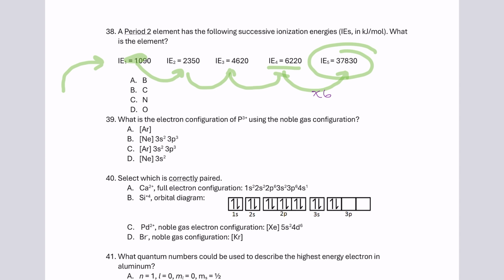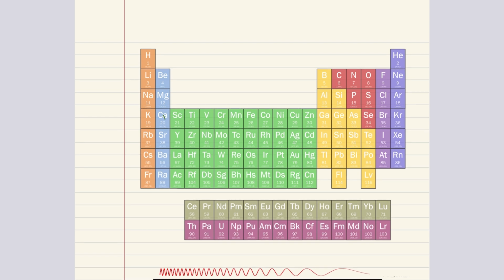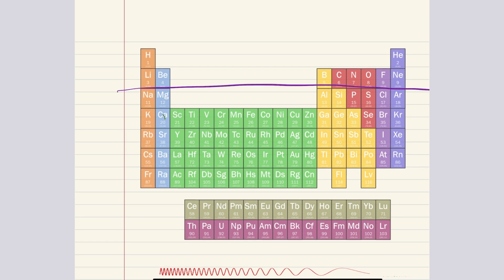So this pattern suggests that the element has 4 valence electrons, and after removing them, the element achieves a noble gas-like configuration. So then removing a 5th electron requires a tremendous amount of energy because this is an electron that's coming from a core shell. Since the element is a period 2 element, we need to identify an element with 4 valence electrons in this period. Carbon has a valence electron count of 4.